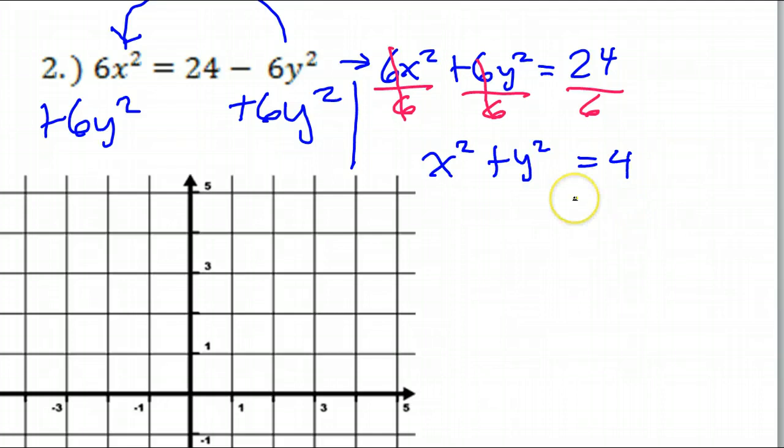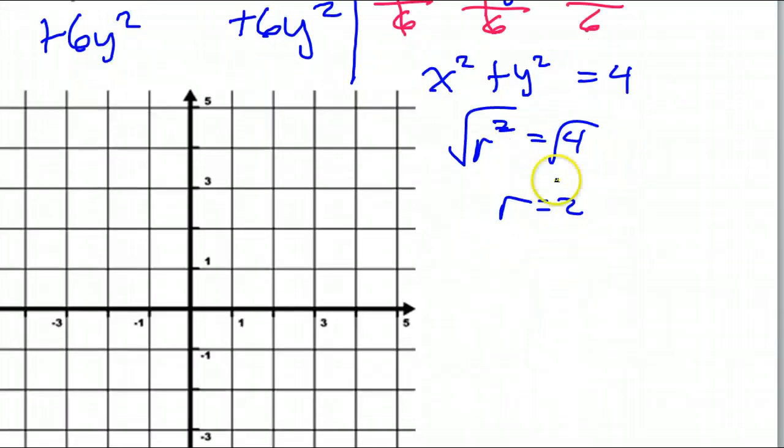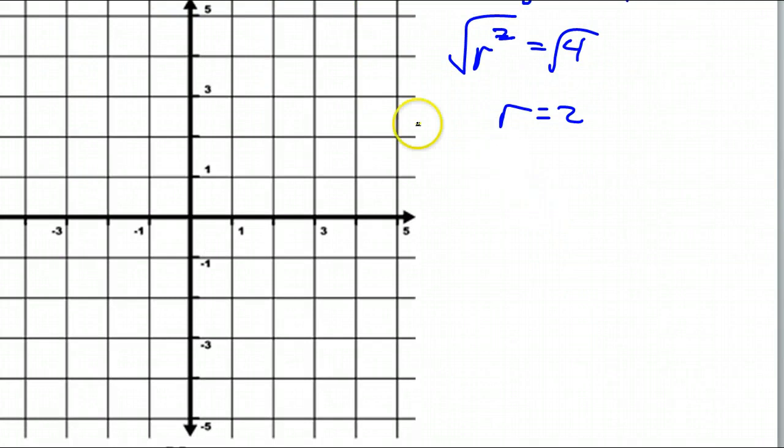Alright, so there's the equation. That means this 4 is our r squared. So r squared equals 4. If you take the square root, that means r is equal to 2. So the radius is 2, and we could go ahead and draw that radius by going 2 in all directions. And that is how you do that.